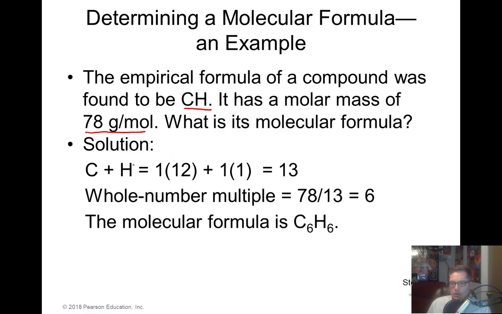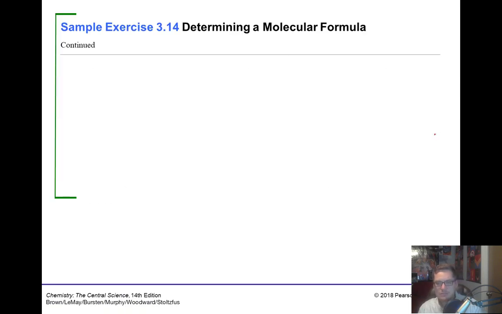Well, first we need to find the formula weight of the compound. So CH, that'd be 1 times 12 plus 1 times 1 because of carbon and hydrogen. We get 13. Okay, so that's the empirical formula weight, so we'll call that EFW, and we're going to divide that into the molar mass given, so that's the 78. So we'll take the 78 divided by the 13, and we get this number 6. So that means that we need to multiply each of our subscripts by 6. So it was C1H1, so now it becomes C6H6.